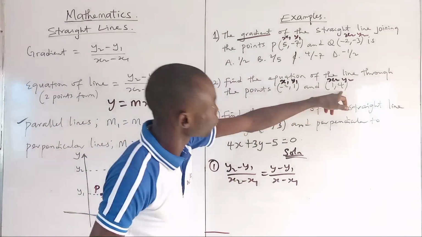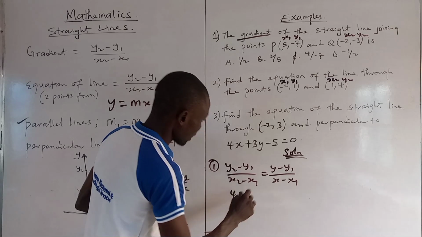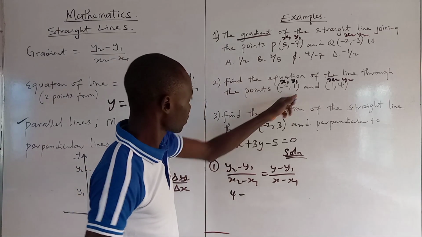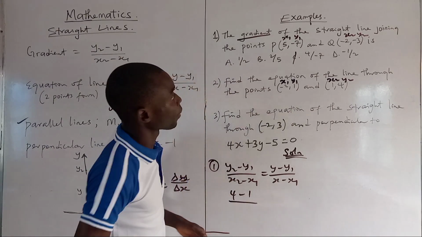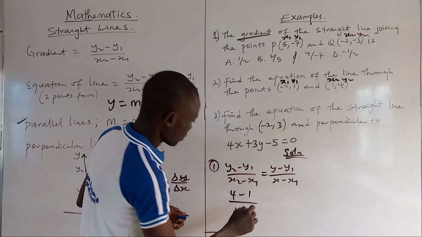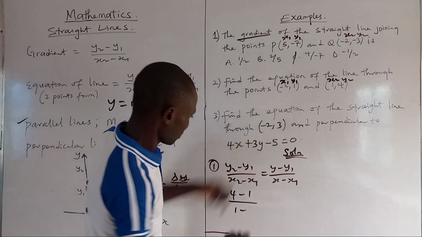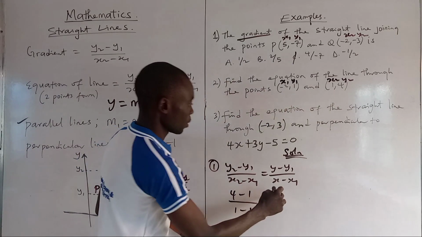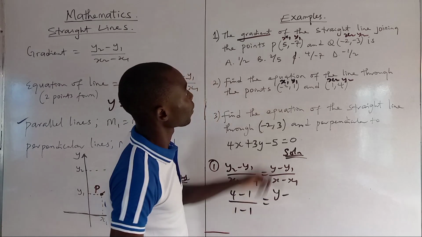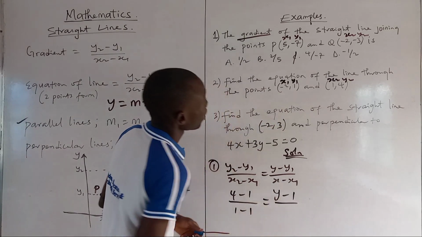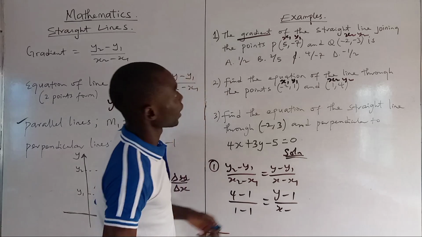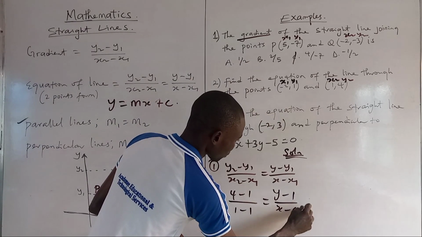So what's our y2? 4. 4 minus, what is our y1? 1. What's our x2? 1 minus x1 is 1 as well, equals y minus, what's our y1? 1. And then x minus, what's our x1? That is minus 2.